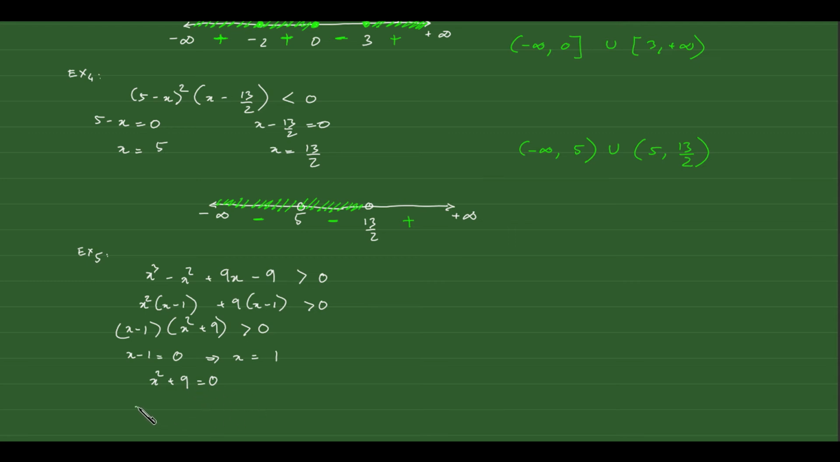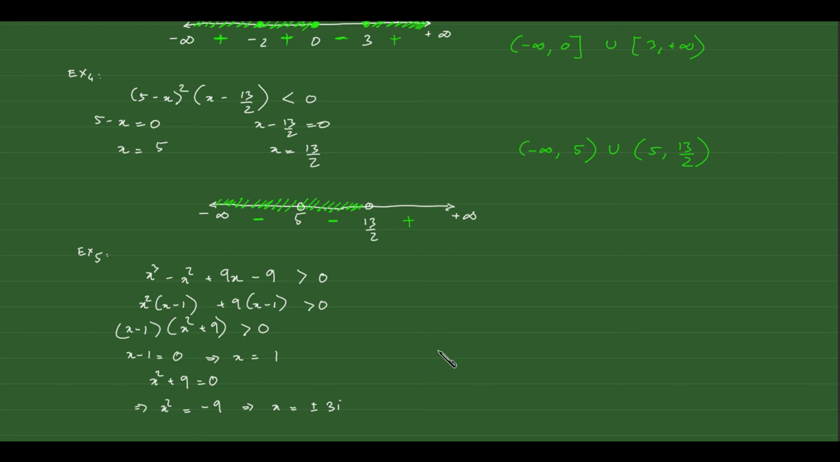Because think about it, when you solve for this, you have something like this, right? So you have x equal to plus minus 3i. But i is a complex number. You cannot put it on the number line. The number line is just real numbers. So in this case, you cannot put this on the number line. You can only put this x equal 1. So what happened over here?